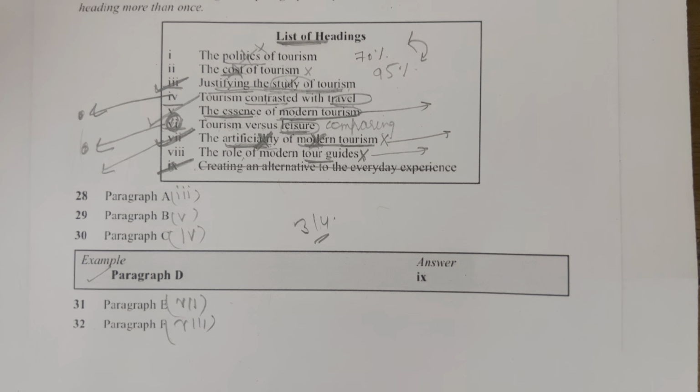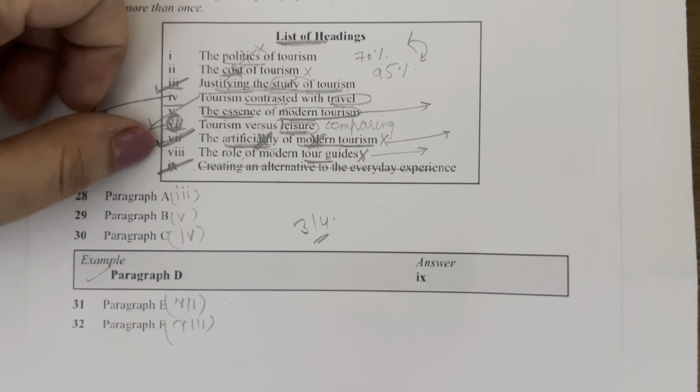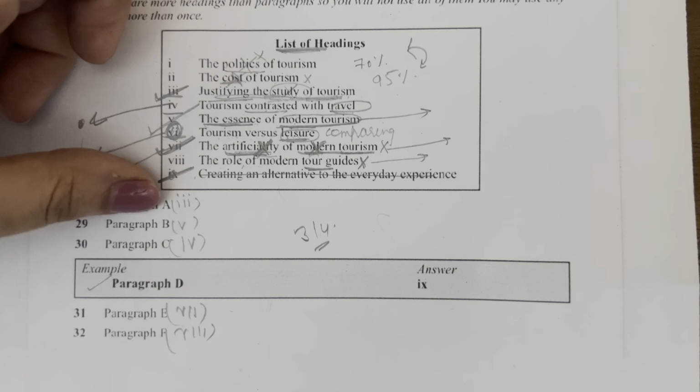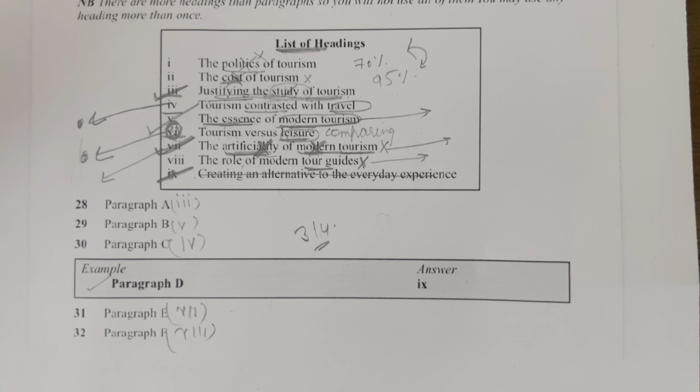So the game in list of headings is understanding the crux, not getting to know the meaning of each and every word or each and every sentence. It's not needed, because you get a lot less time in your exam. And then eliminating the options which are not correct is very important. So I believe you are able to understand the list of headings.